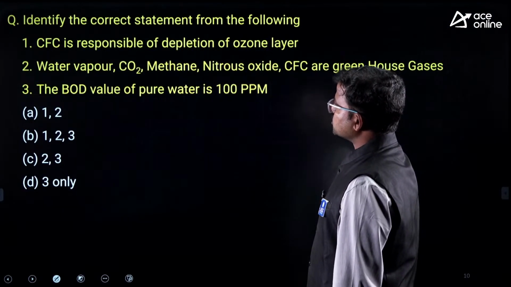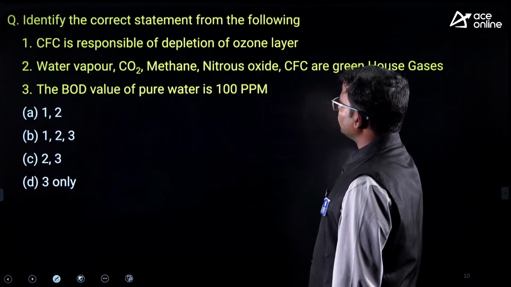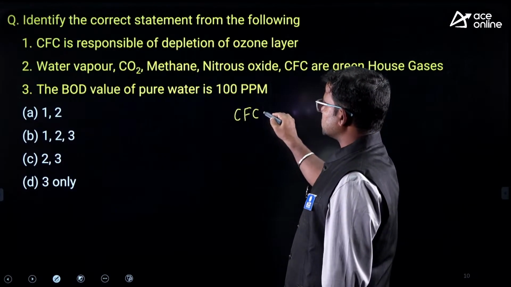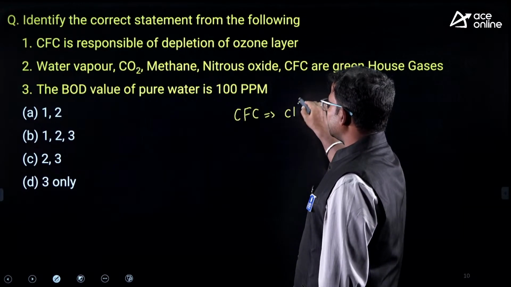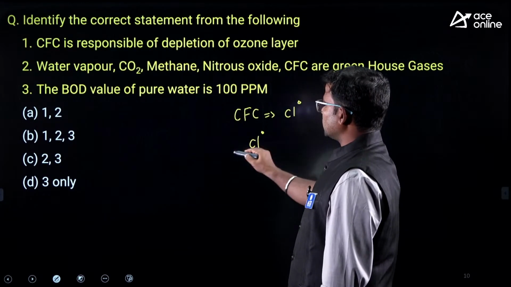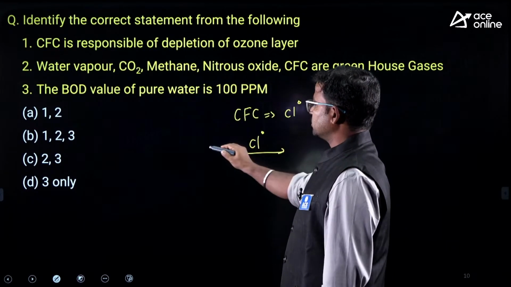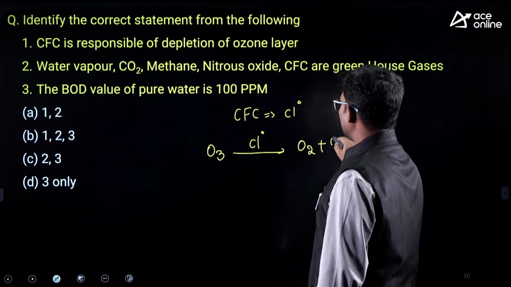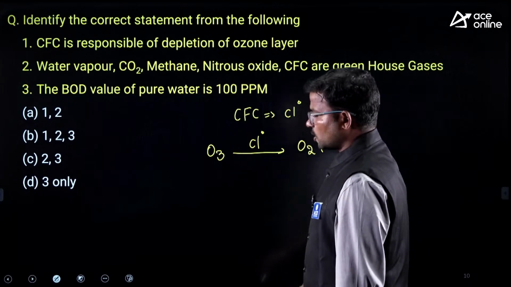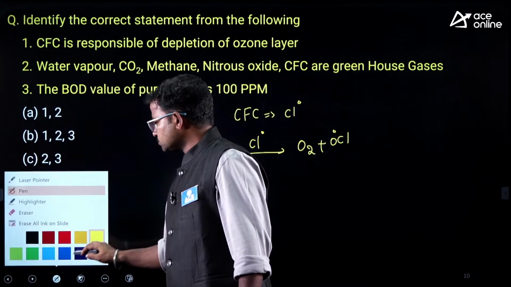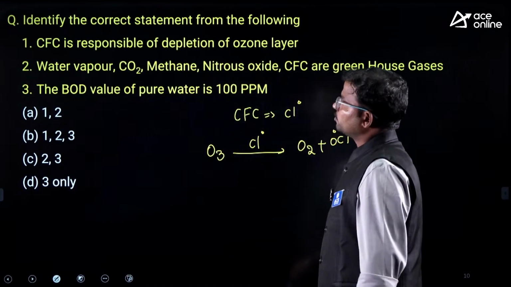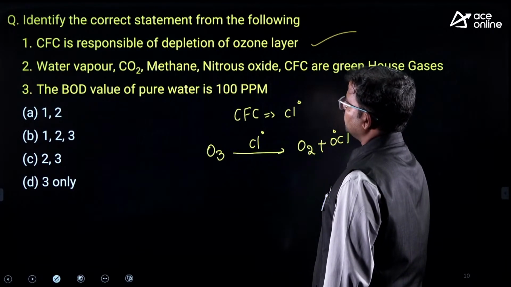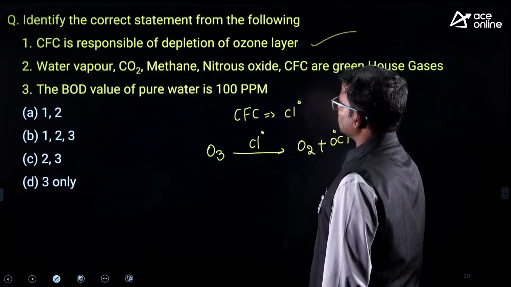CFC is responsible for depletion of the ozone layer. Of course, if you observe chlorofluorocarbons, they emit chlorine free radicals. Each chlorine free radical can collapse 1 lakh ozone molecules, just like this: O2 plus OCl dot. This is called ozone depletion. So that's why statement 1 is correct. CFC is responsible for depletion of the ozone layer.